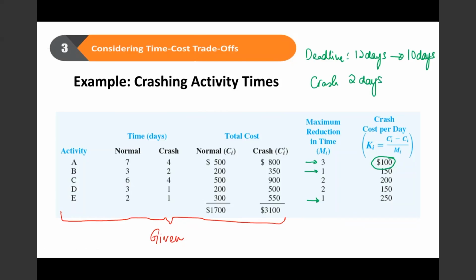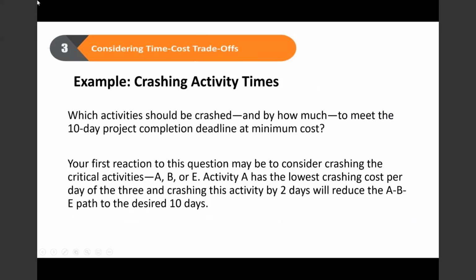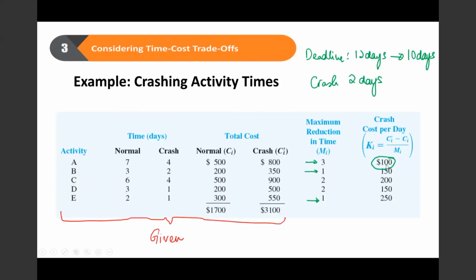In this case, activity A, I can crash 3 days. So what I will then do is to crash activity A by 2 days, and then it will reduce the total time needed for the project to 10 days, at a minimum cost. Minimum in the sense that if I compare $100, $150, or $250, the minimum cost is $100.